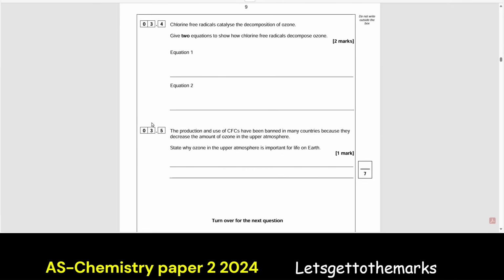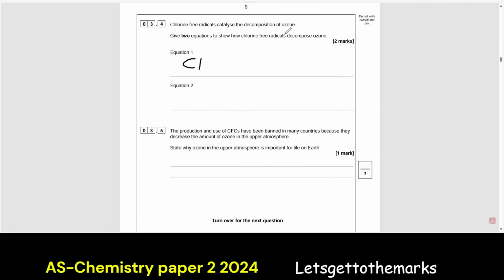3.4, chlorine-free radicals catalyze the decomposition of ozone. Give two equations that show how chlorine-free radicals decompose ozone. This is just pure subject knowledge memory recall because you need to learn these off by heart. The other ones we did earlier, you kind of have to be able to apply your knowledge of free radical mechanisms. This is just a memory recall one.